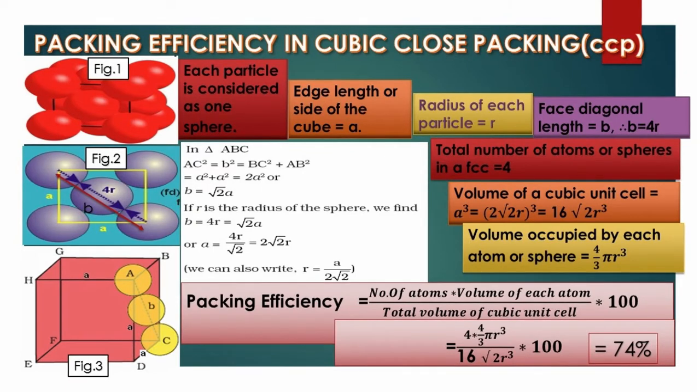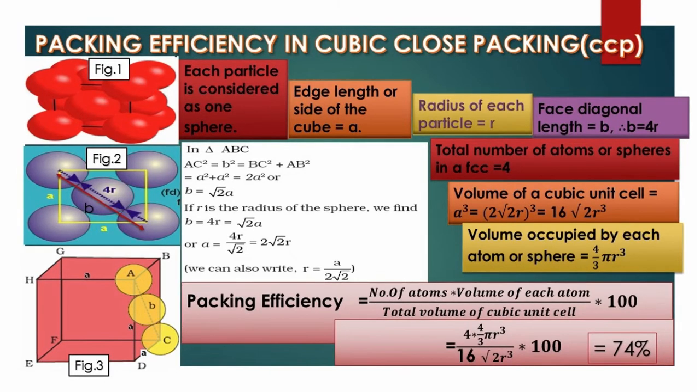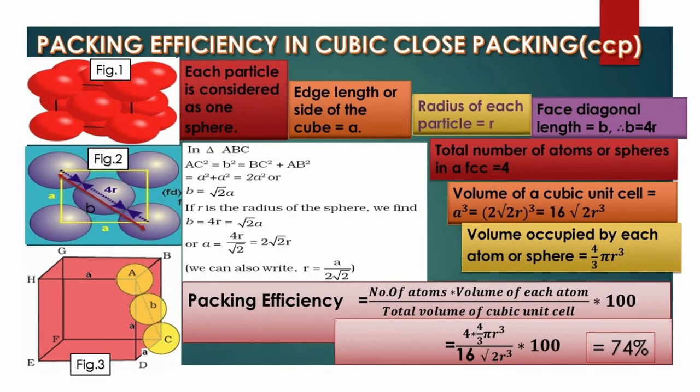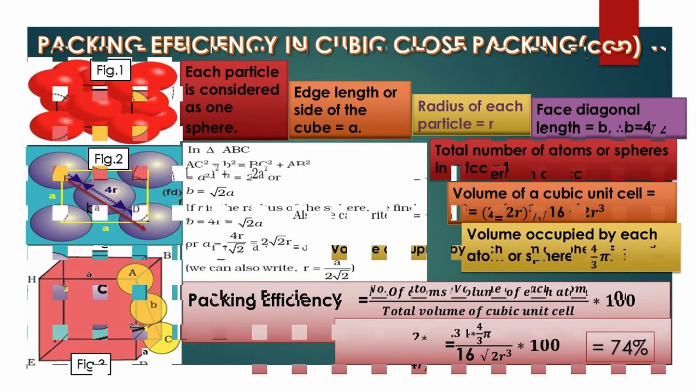The number of atoms present in FCC is equal to 4. The volume of each atom is equal to 4/3 πR³. The total volume of the cubic unit cell is equal to 16√2 R³. When you simplify, you will get the answer 74%.